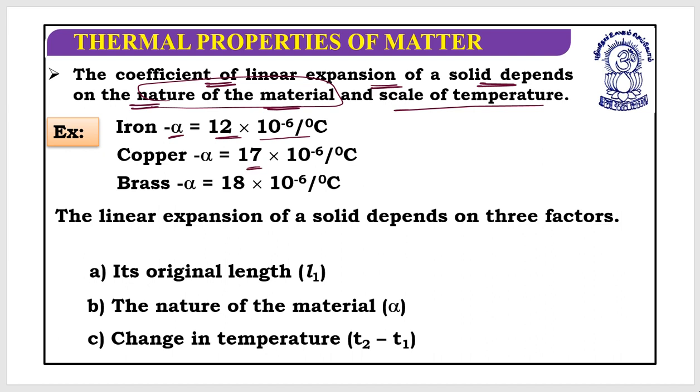Copper has an alpha of 17 into 10 to the power minus 6. Brass has an alpha of 18 into 10 to the power minus 6. These are all per degree Celsius. So we understood from this that the linear expansion of a solid depends on three factors, as we have discussed. It depends on its original length, on the nature of the material, and on the change in temperature.